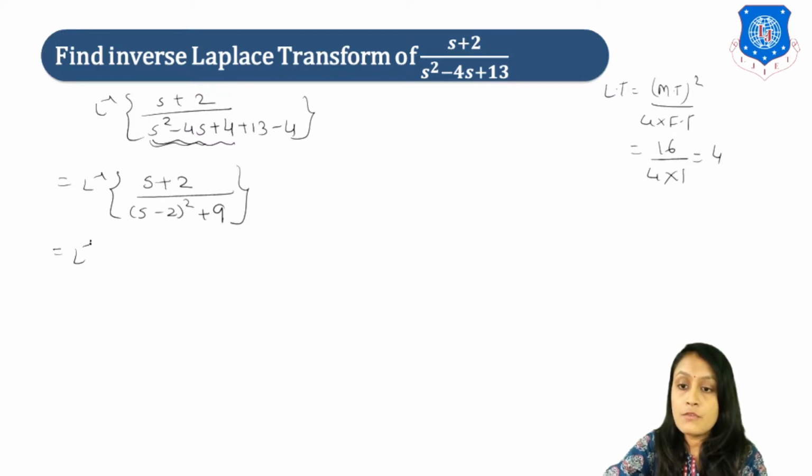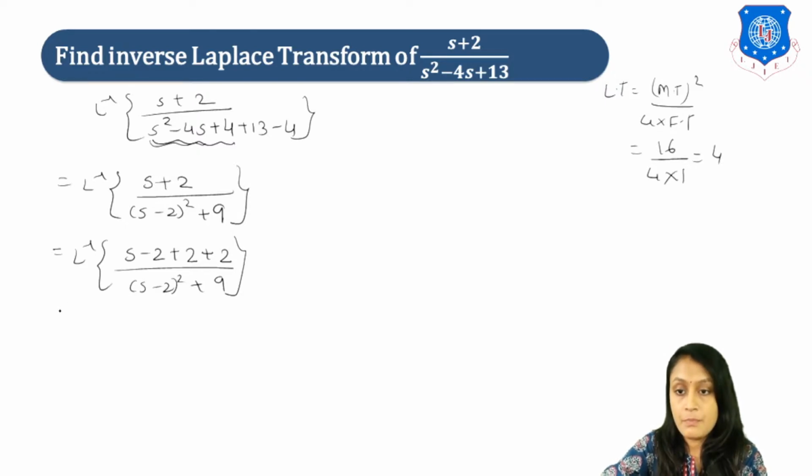Okay, so for that what we need? s minus 2. So firstly we'll write down s minus 2. Now if we are writing minus 2, so we have to write plus 2, and we have already 1 plus 2, so this 1 plus 2 as it is. Okay, and here s minus 2 whole square plus 9 as it is.